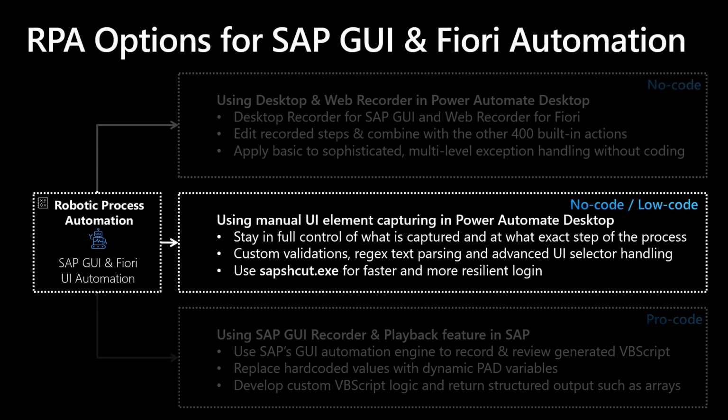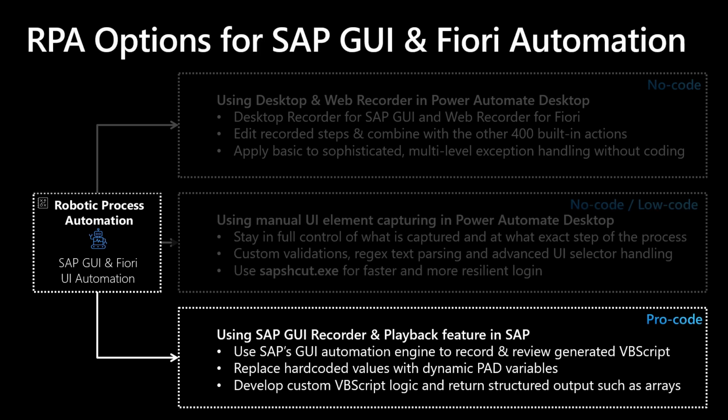The second category would be the low-code category, where you can then use the individual actions like capturing a UI element, clicking on a UI element, populating text in a field, waiting for an image, to stay in full control of what is captured and at what exact step of the process. Then you can apply custom validations and even regular expression text parsing and advanced UI selector handling. You can also use the SAP shortcut for faster and more resilient login by providing the parameters for SAP client ID, username, password, and system ID.